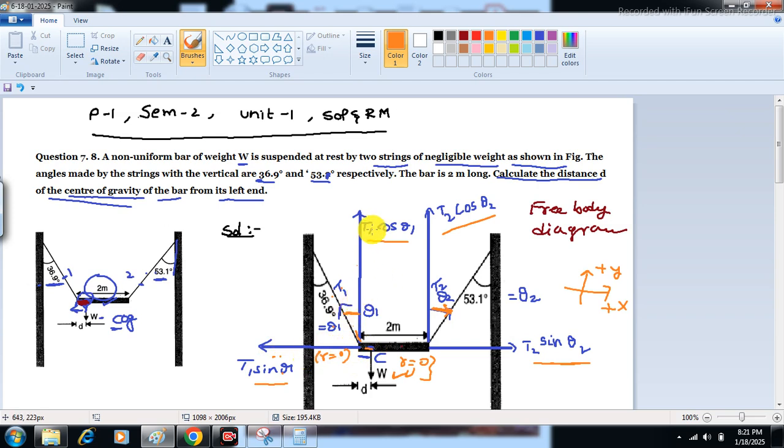So the torque due to this component is 0 because r equal to 0 for this. But T1 cos theta 1 is a normal component to the r, here r equal to d. For this, r equal to d and theta equal to 90 degrees because this component is perpendicular to the lever arm, perpendicular to the r. So we can use T1 cos theta 1 into r into sin 90, sin 90 equal to 1. Torque due to this component of force, since r equal to d, is T1 cos theta 1 into d. So this is the magnitude of torque.